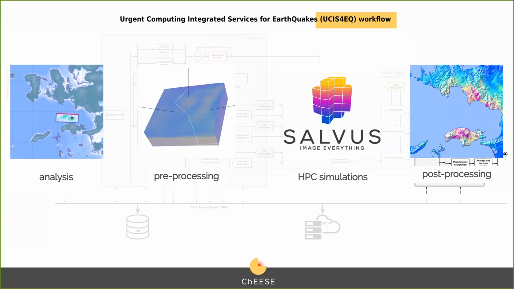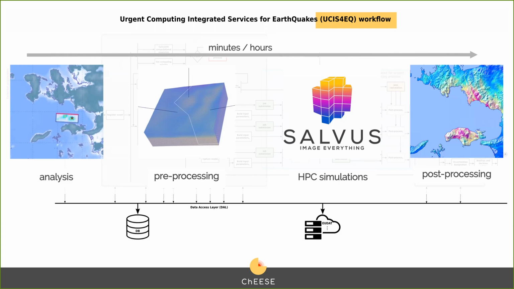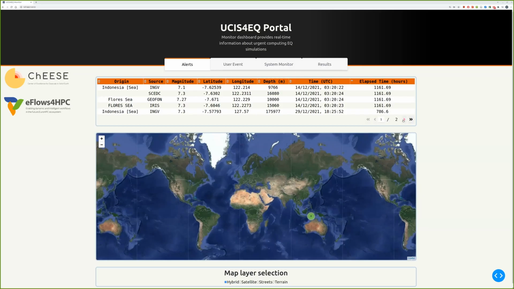All this happens fully automatically and completes within minutes or hours, with the timing highly dependent on the frequency content of the simulations. The data access layer provides an interface to interact both with long-term data storage services and with short-term or intermediate information. Let's now move to the user portal, the UCIS4EQ front-end solution. The UCIS4EQ user portal provides an interface to monitor the status of the service and to examine the final results.